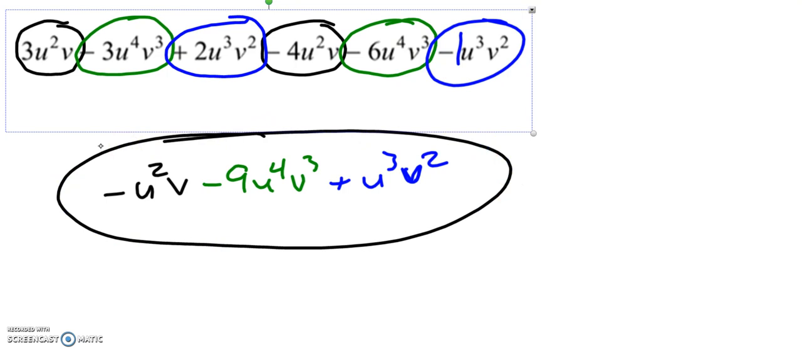So this is 7-7, adding and subtracting polynomials, combining like terms. All right, thanks.